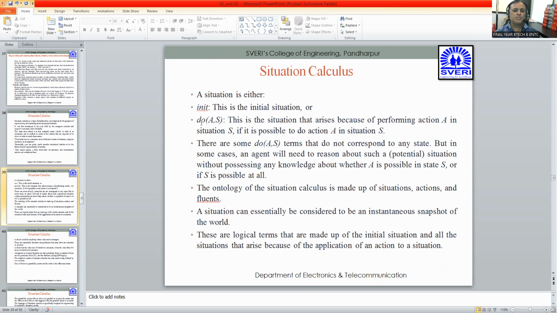The ontology of the situation calculus is made up of situations, actions, and fluents. So again, what is situation calculus made up of? Obviously the situation that is going to occur, the action A that is going to occur, and with this the fluents F. So three things will be in the ontology of this situation calculus: S, A, and F. The situation can essentially be considered to be an instantaneous snapshot of the world.